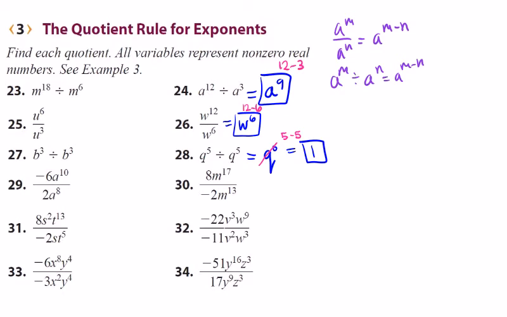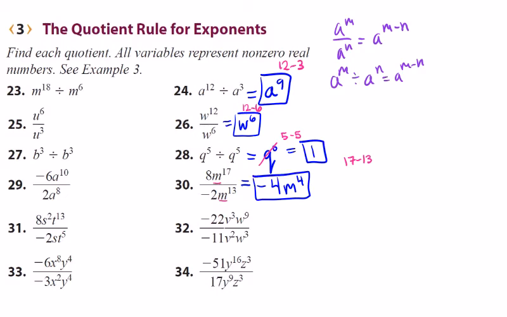All right, number 30. Here we have constants in the mix, so just do what we normally would. 8 divided by negative 2 is still 8 divided by negative 2. Those are not exponents, so we don't use exponent properties with these, because they're just constants. So 8 divided by negative 2 is negative 4. Then we'll deal with our m's because those are like bases. We're going to bring over a single m and subtract the exponents. 17 minus 13 equals 4. So we get negative 4m to the fourth.